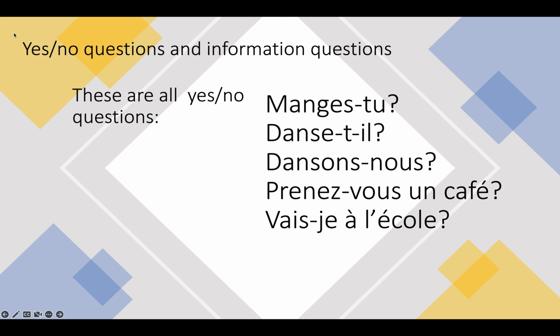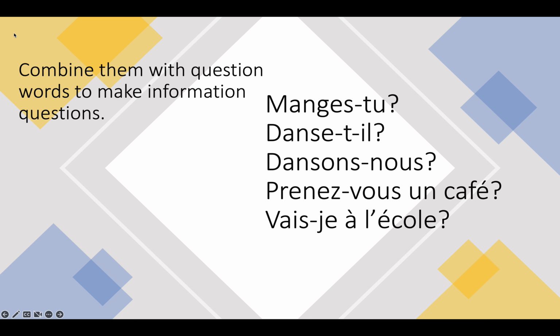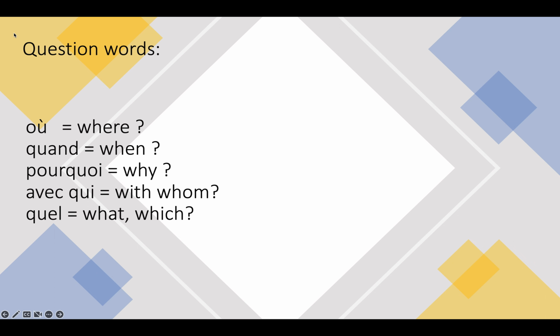So everything you've learned so far in this PowerPoint are yes or no questions. You can answer them with yes or no. Manges-tu? Oui ou non. Prenez-vous un café? Non. Vais-je à l'école? Oui. They're all yes or no questions. How could you make these into information questions? Questions that give us more information. Well, we need to combine them with question words.